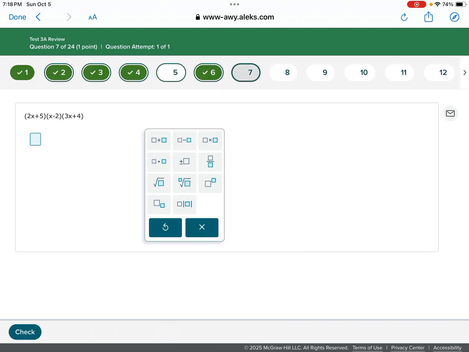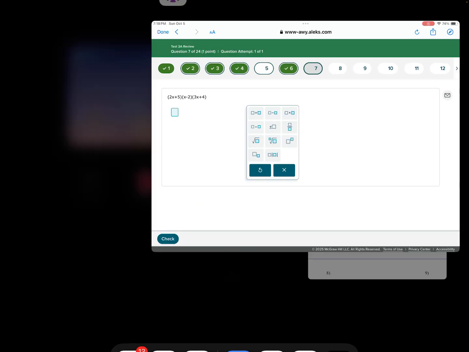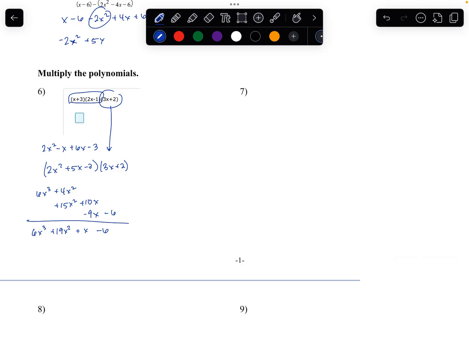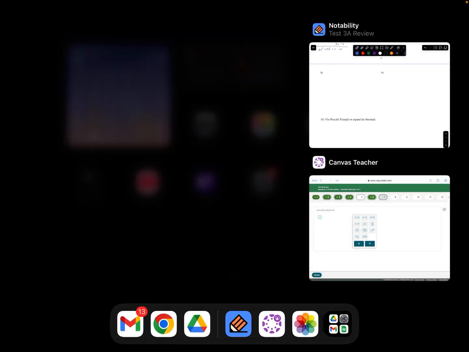All right, for 7, it looks like this one's just the same. So go ahead and do 7 and do the same thing. I'm going to go to number 8.